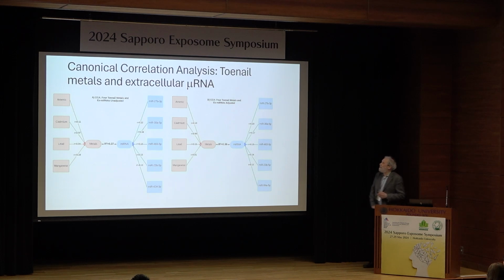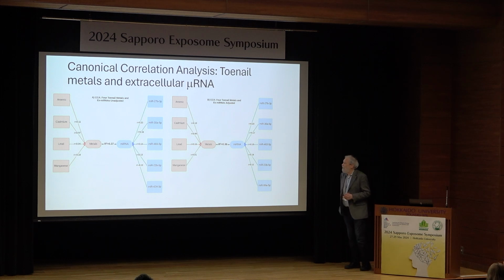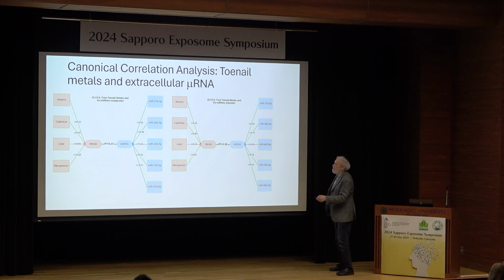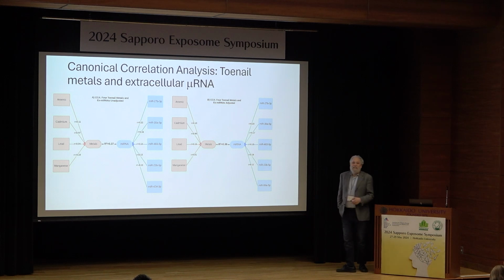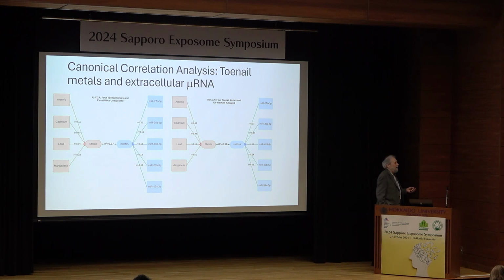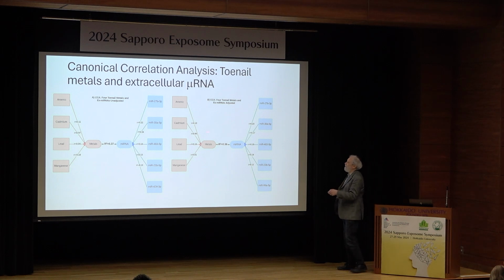And the last one I want to show you is a canonical correlation analysis between metals, and these are toenail metals, arsenic, cadmium, lead, and manganese, and various extracellular microRNAs. So these are from extracellular vesicles. Again, in the normative aging study, and when we adjust for covariance, so let's look at this one. These are the microRNAs that show up, and it's essentially all being driven by cadmium.